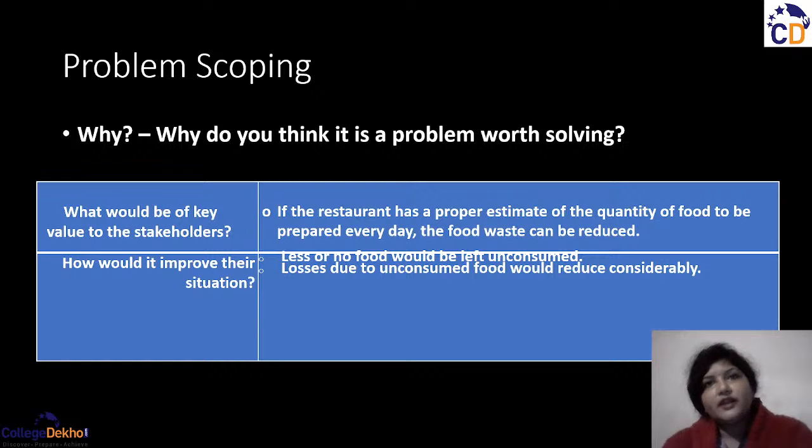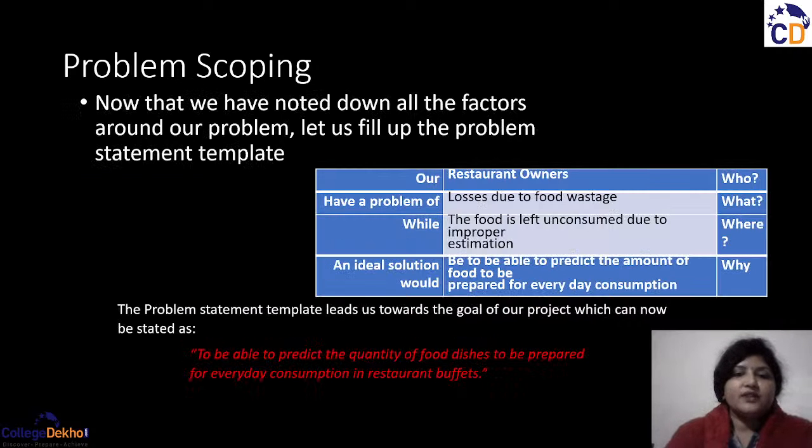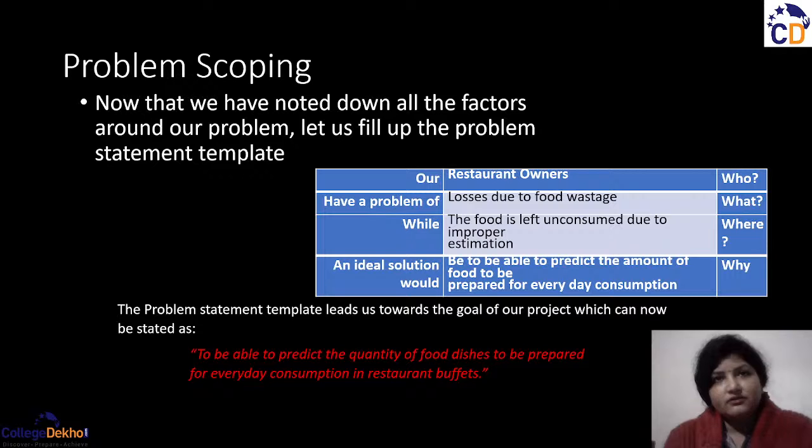So he wants to predict the quantity of food that is to be prepared for each day, right? Now, this is very important from the problem scoping point of view, where we have a 4 W's canvas which holds all the W's and is complete in all respects. That is the shortcut of problem scoping. So this is the template we need to derive, right?